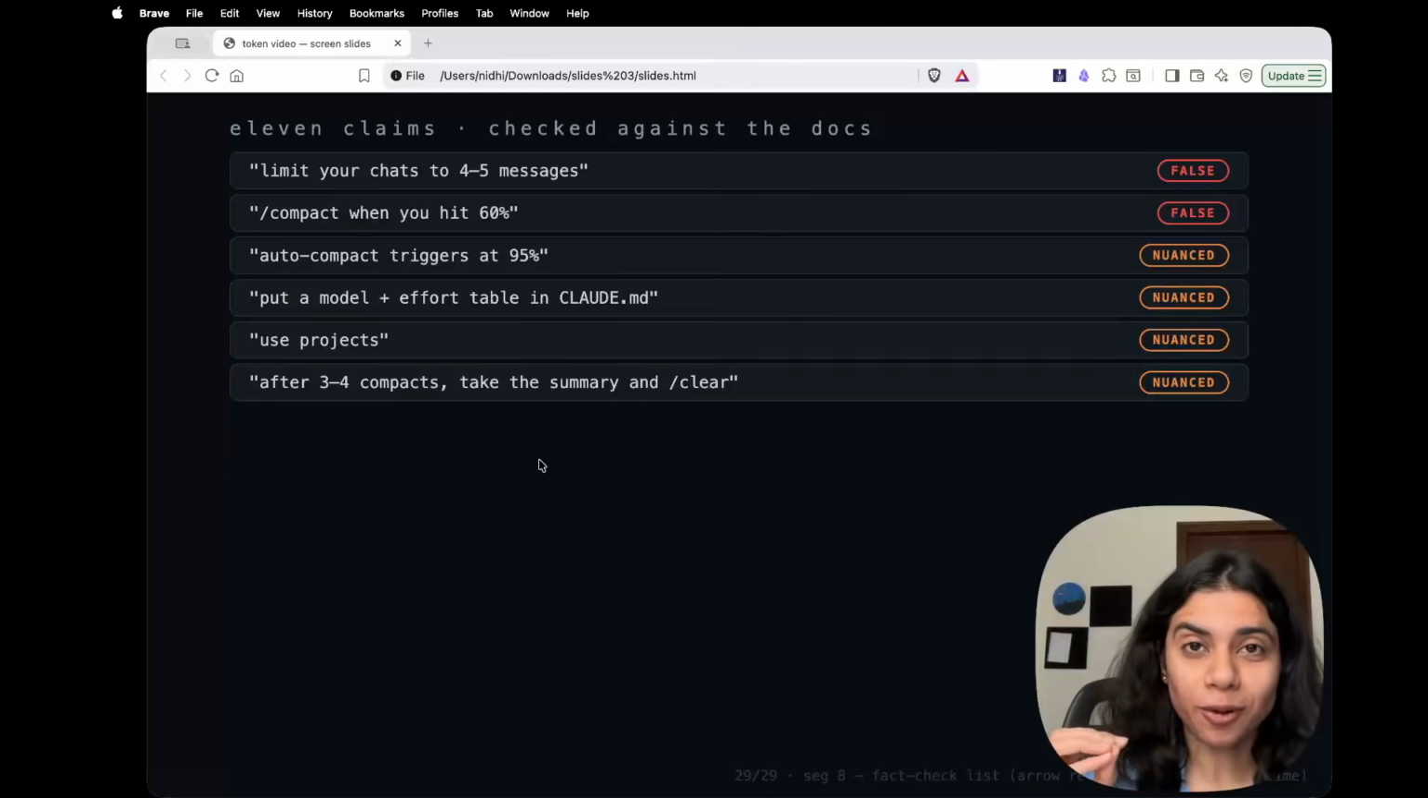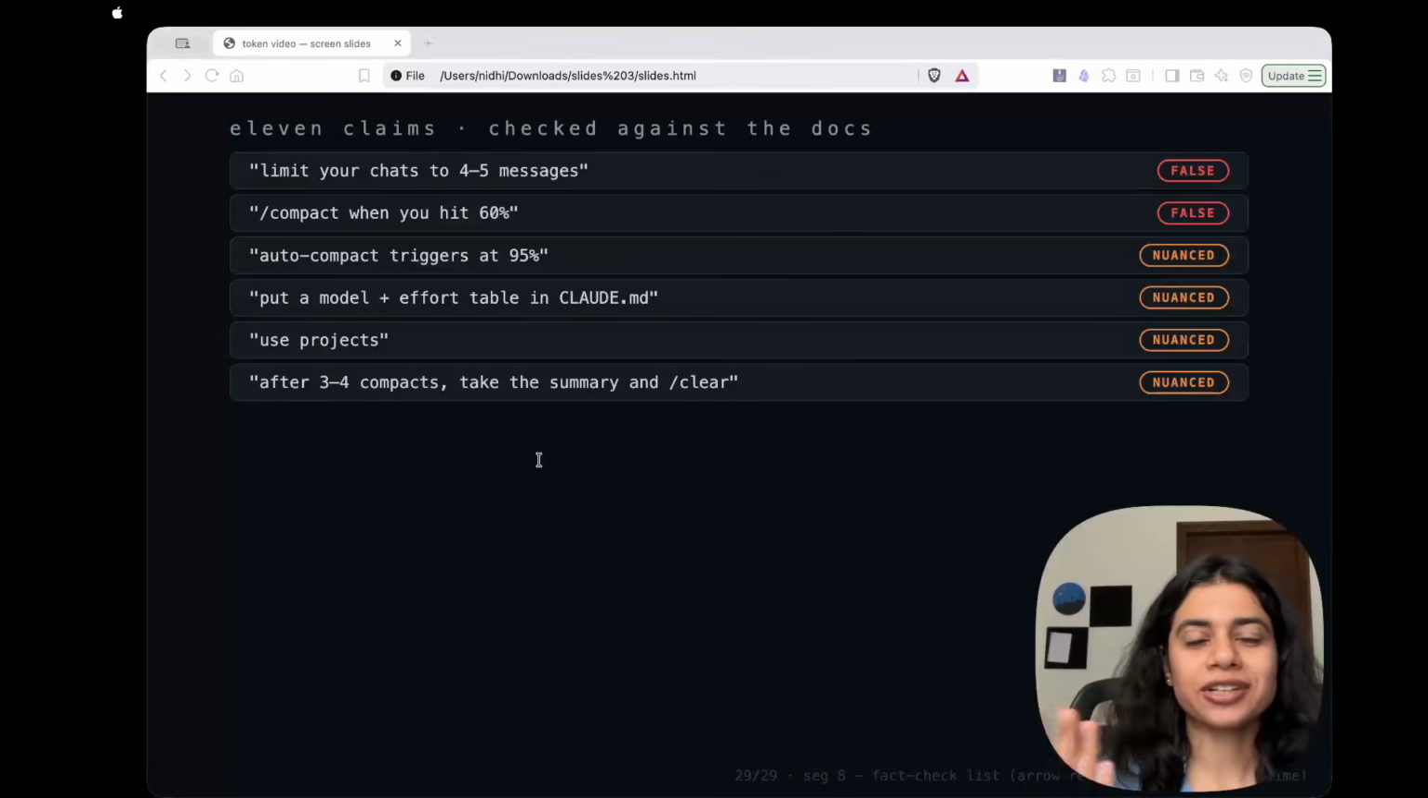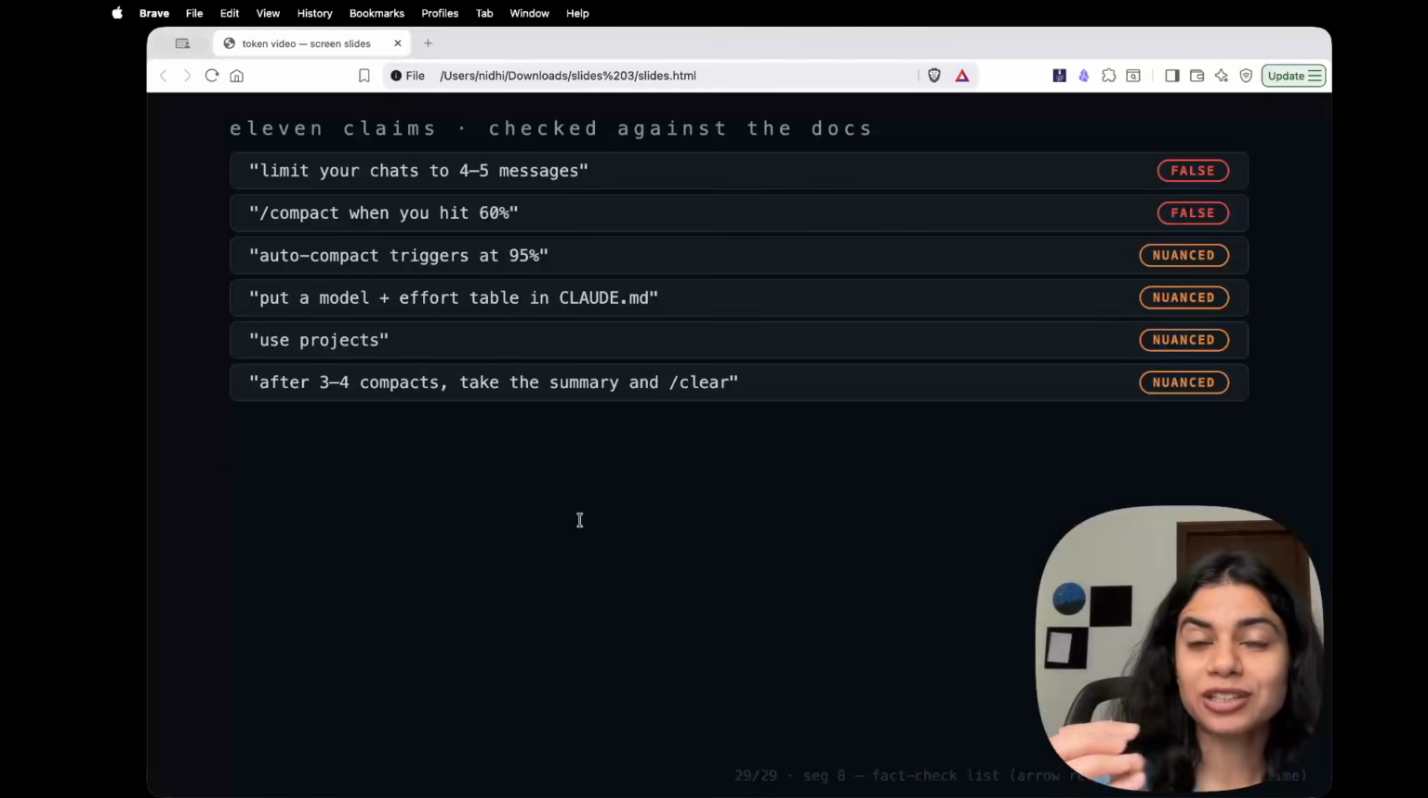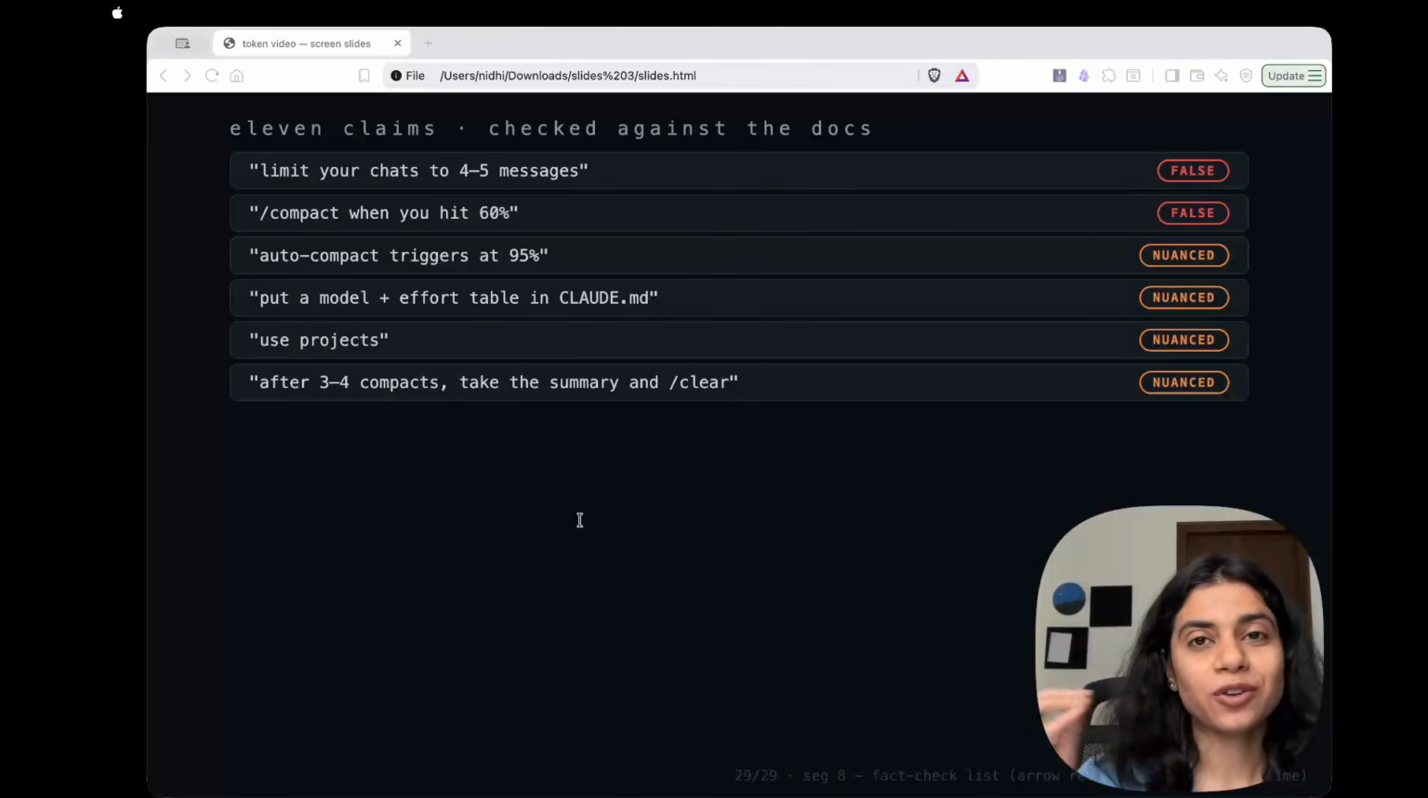After 3 or 4 compacts, the summary gets messy. So take the summary and do slash clear to clear the context. Well, this number 3, 4 is something that has not been benchmarked or declared officially. It is something that you may face and somebody else might not face. So we cannot actually number these compacts, but the direction is right. What is done with compact is that older tool outputs get cleared and the rest of it is summarized. And each time you compact, that summary is getting compounded.